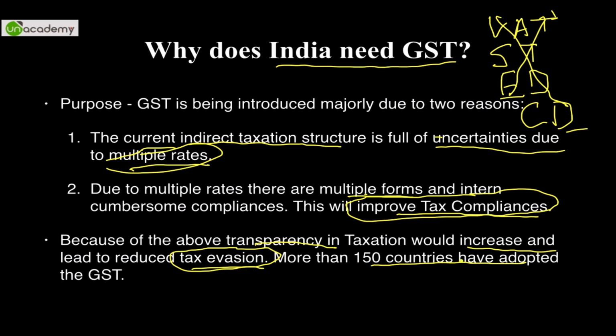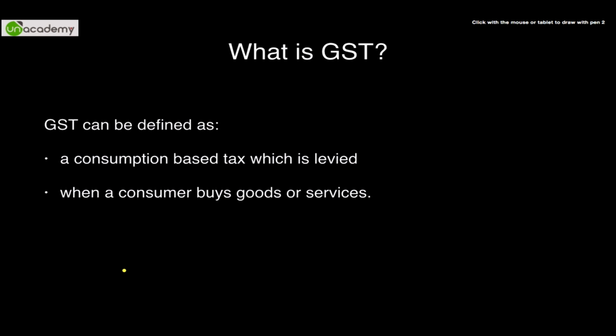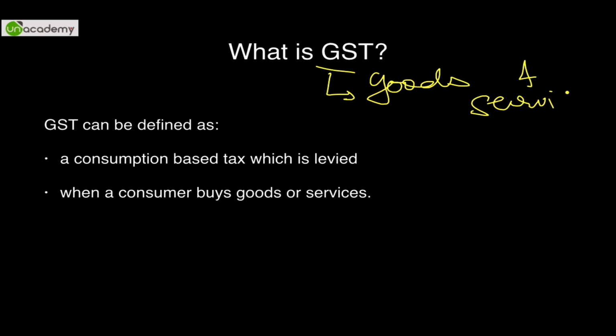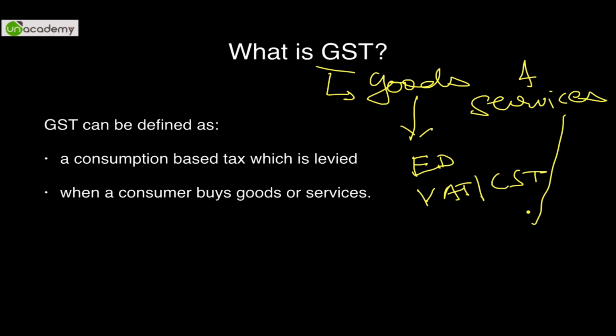More than 150 countries have already adopted something like GST. What is GST? What is Goods and Services Tax? It is the tax that is implemented on any kind of goods as well as services. So remember, goods as well as services. Earlier, the manufacture of goods attracted excise duty. The sale of goods attracted something like VAT or central sales tax. The provision of services, like what I am doing through this Unacademy channel, is that I am providing a service. So if I commercialize it, I will have to pay service tax. Now, this is leviable to service tax.